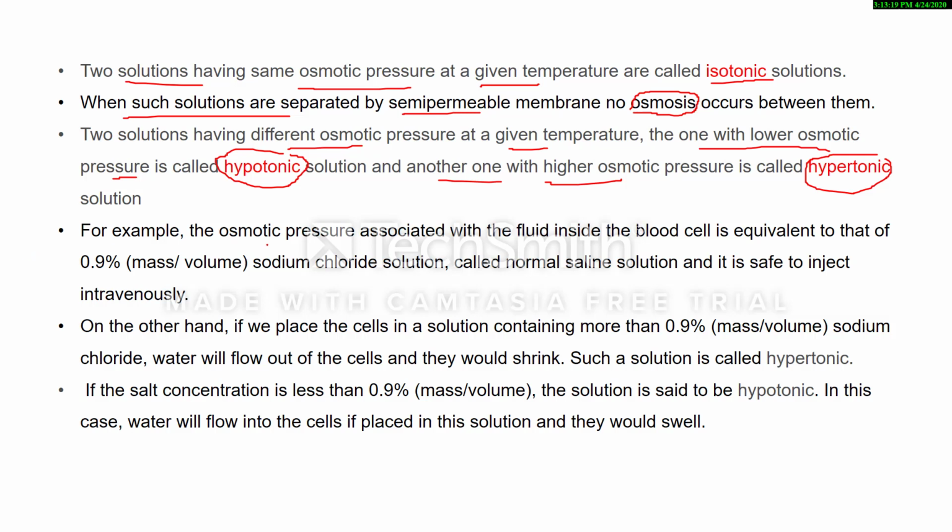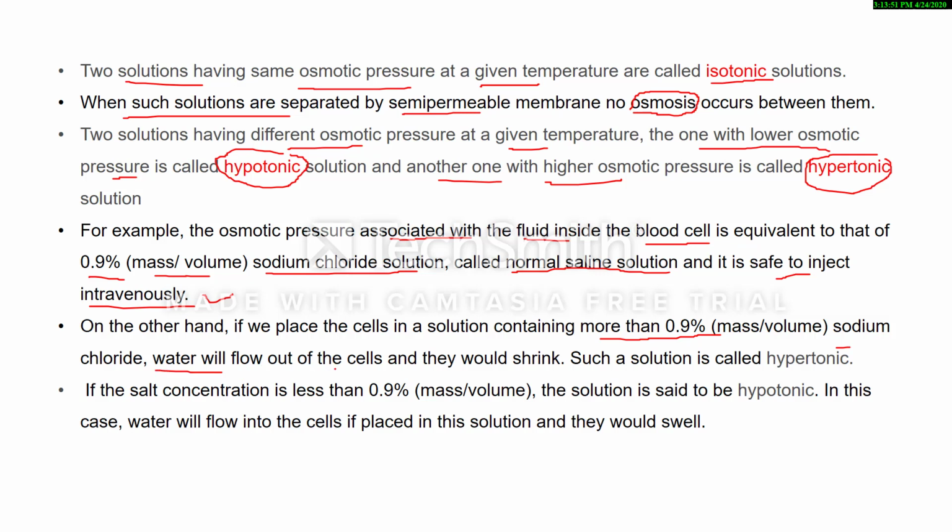For example, osmotic pressure associated with the fluid inside the blood cell is equivalent to that of 0.9% mass by volume sodium chloride solution, called normal saline solution, and it is safe to inject intravenously. On the other hand, if we place the cells in the solution containing more than 0.9% mass by volume sodium chloride, water will flow out.